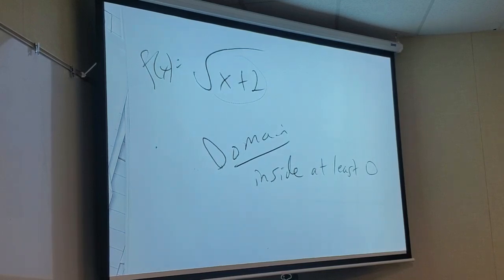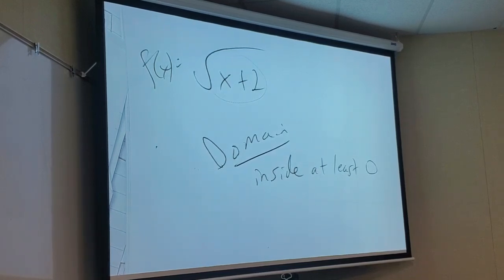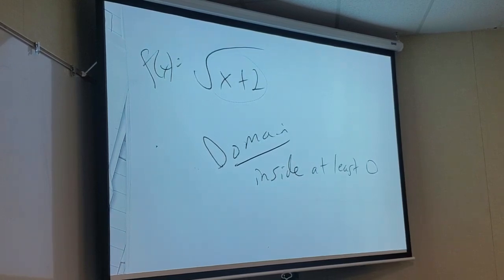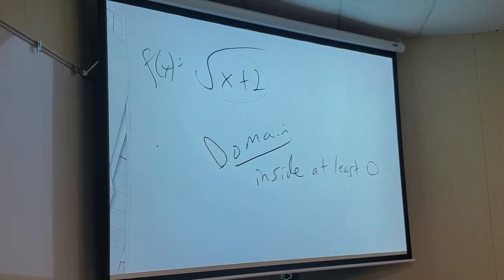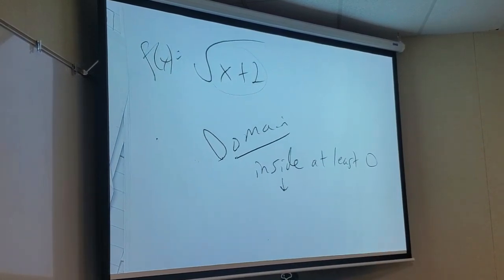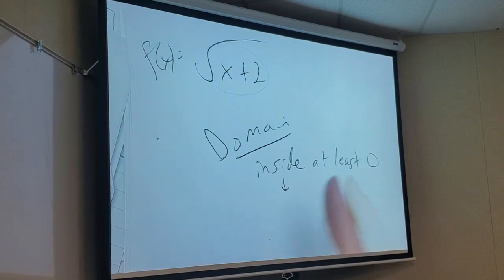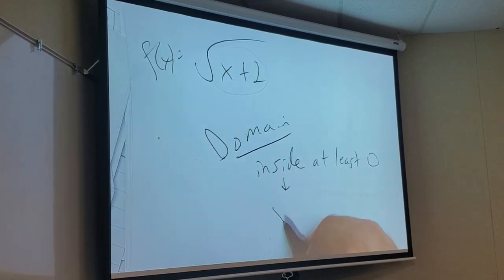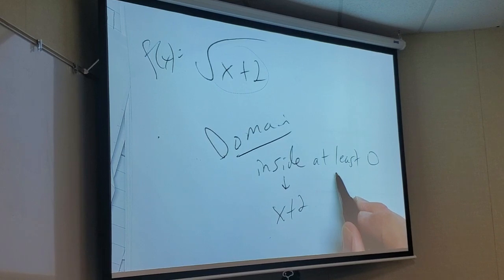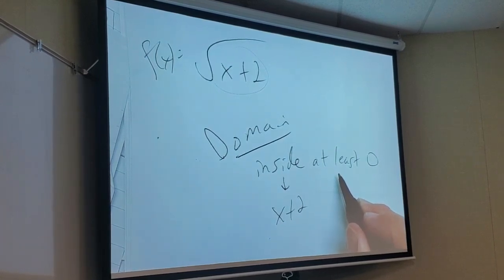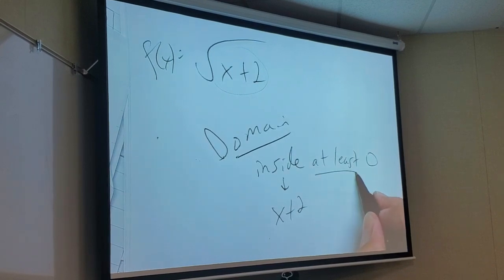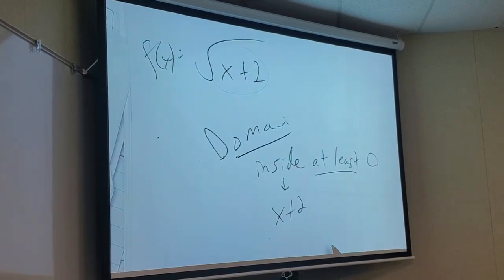So whenever I give you a function and I say, what's the domain of this function, just say in English what you need to have happen, and translate that to mathish. Well, what's the inside in this case? What's the inside of the function? X plus 2. At least. What is that in mathish? What symbol is that? Greater than or equal to.